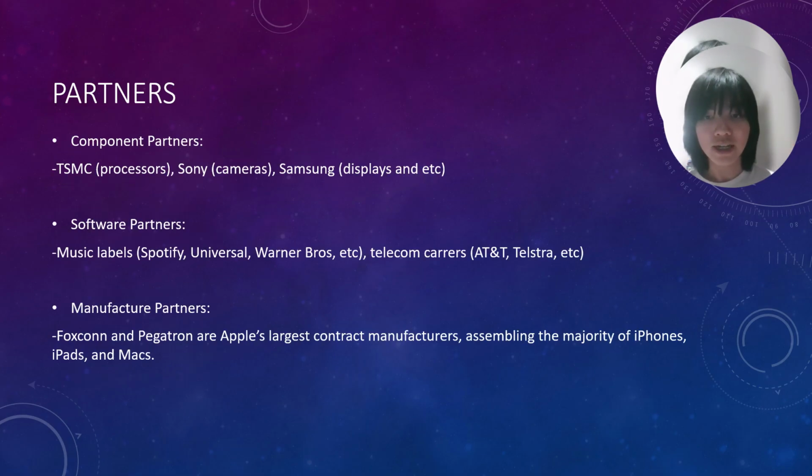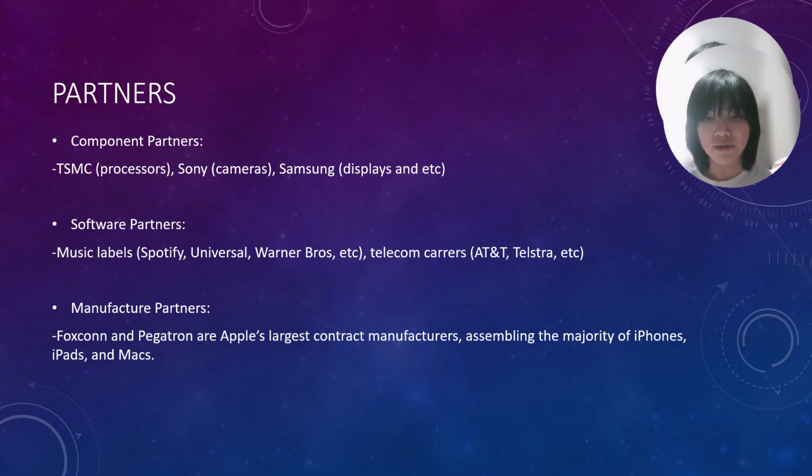Now, for the partners, Apple has a ton of partners according to their sources, but I will split it into three main types. They have component partners to create their products, which is also the primary activity from the value chain map that we just talked about. For example, TSMC creates Apple's processors, the chips. Sony creates Apple's cameras. Samsung creates displays and also other smaller technological parts that the iPhone needs.